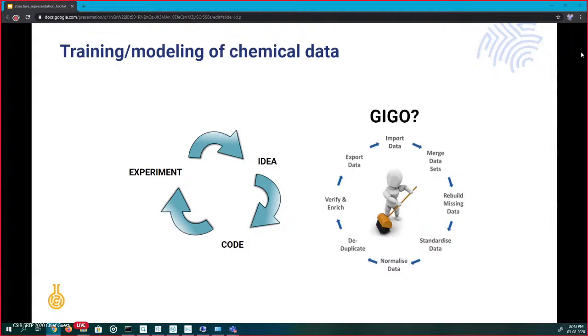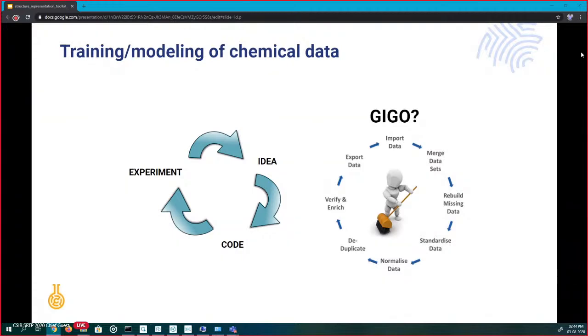The context of using these tools is that for any kind of data-driven analysis or prediction, you should make sure that the chemical data you are going to use for training or modeling is clean. There is a notion in data science: garbage in, garbage out. If you feed corrupt, inconsistent data to your training algorithm, you will get garbage because you have fed in garbage data. So it is very important to make sure that machine learning or any kind of deep learning method is fed clean and good data.